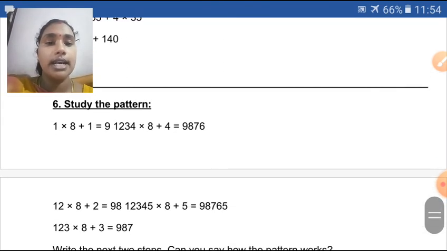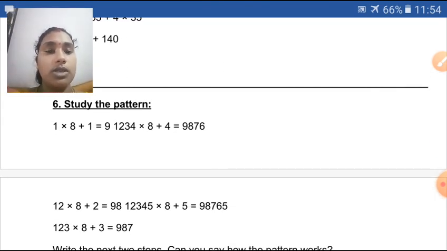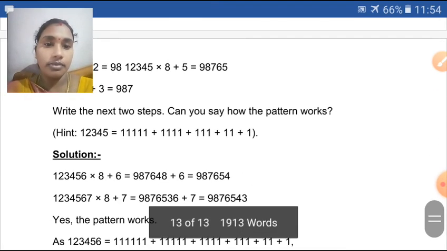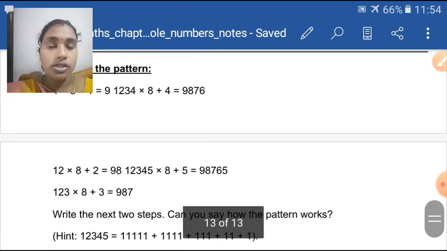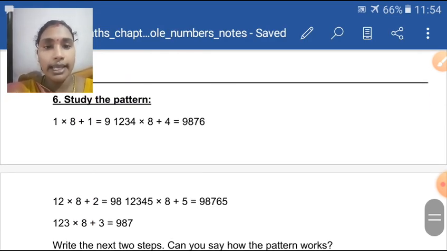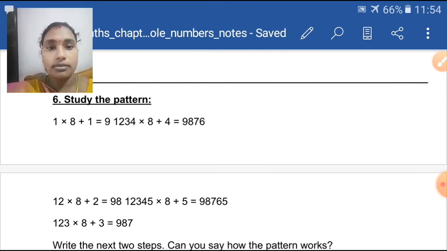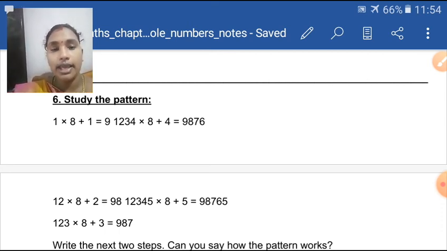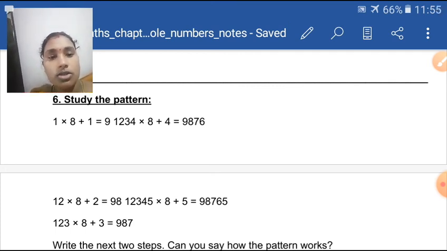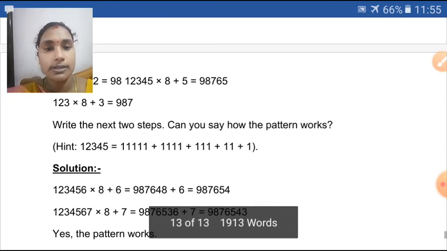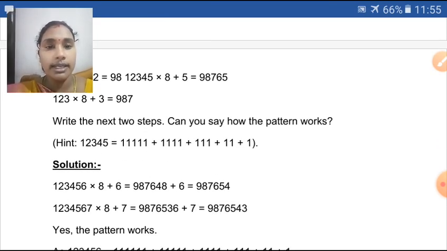So next, study the pattern. This is a very very important sum. So you can study the pattern and have the solution. So first thing, 1 into 8 plus 1 is equal to 9, and again 1, 2, 3, 4 into 8 plus 4 will give you 9,876. So in similar ways you can do this. So let us see how this pattern works.